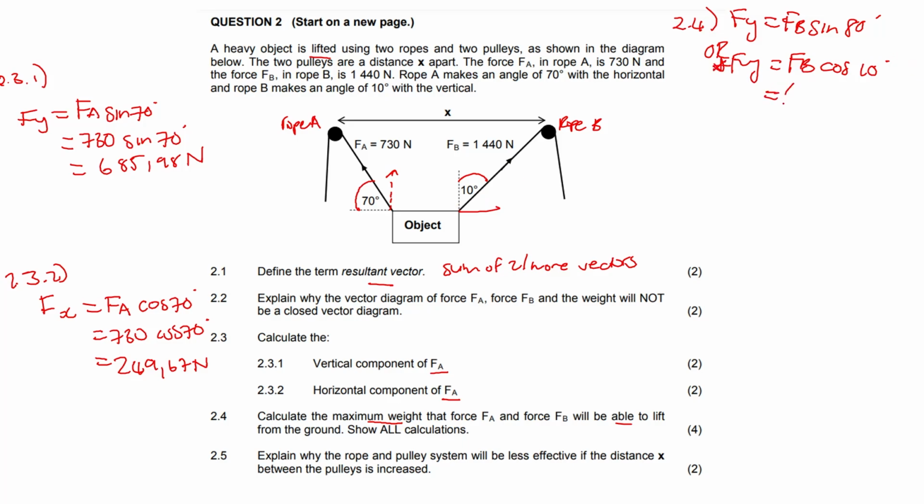So it is 1440, which was given here, the force of FB, and we say cos of 10 because we have been given that, right? So let's just use it, and that gives us 1418,12 newtons.